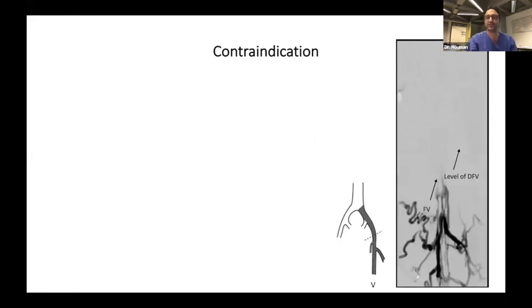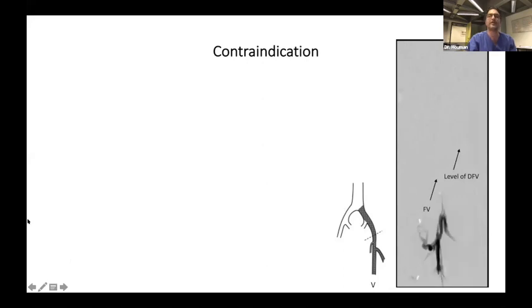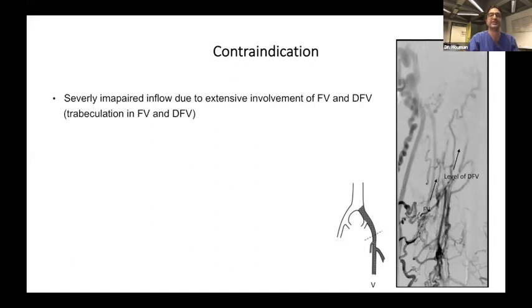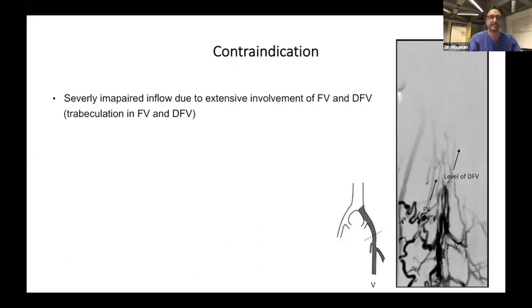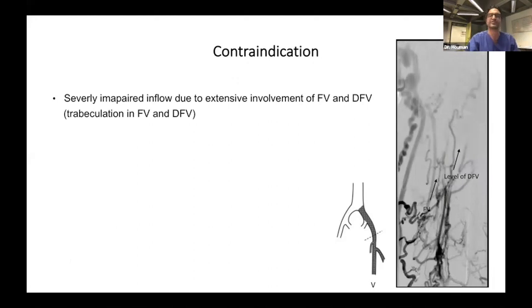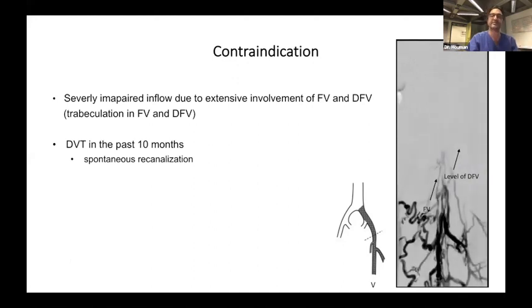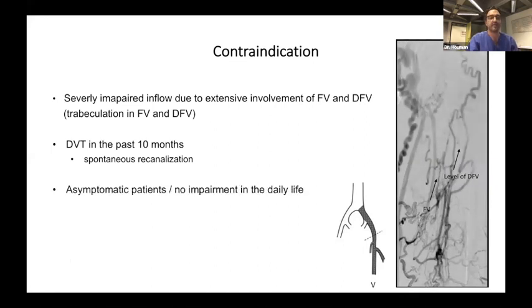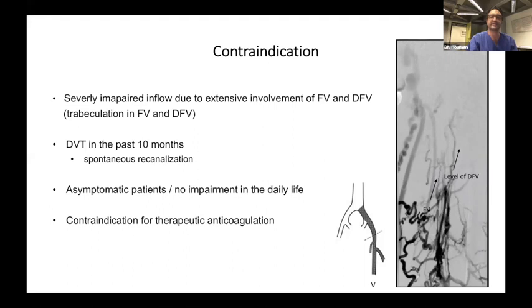And this is the contraindication. Just look at this phlebogram. There is no femoral vein and no deep femoral vein, just some collaterals and small veins. This is group 5 of our patients. The severely impaired inflow should be considered a contraindication in normal daily life. Of course, in a research setting, this is another topic, like the PTS access trial, but we are talking about daily work. So for a DVT in the past 10 months, use a conservative therapy and see what is happening. Maybe the spontaneous recanalization is enough. And of course, asymptomatic patients shouldn't be treated. And contraindication to therapeutic anticoagulation.